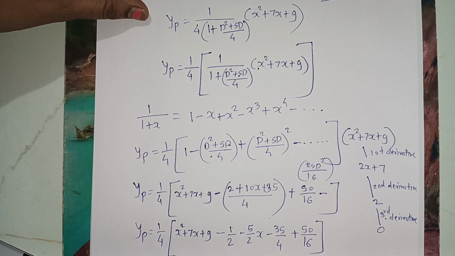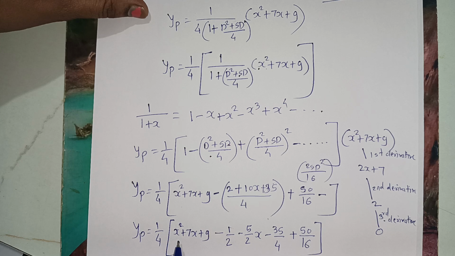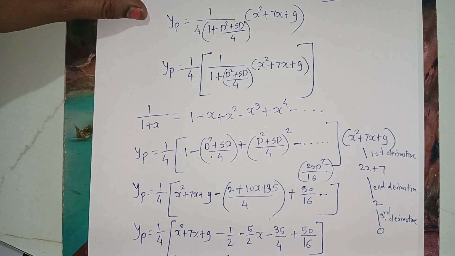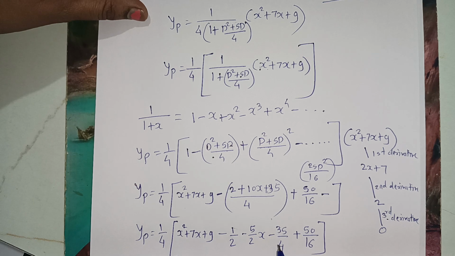So 1 by 4 into bracket x square is the one and only. Plus 7 minus 5 by 2: 7 twos are 14, 14 minus 5 will be 9, so plus 9 by 2 x. Constants: 9 minus 1 by 2 is 17 by 2, plus 17 by 2.